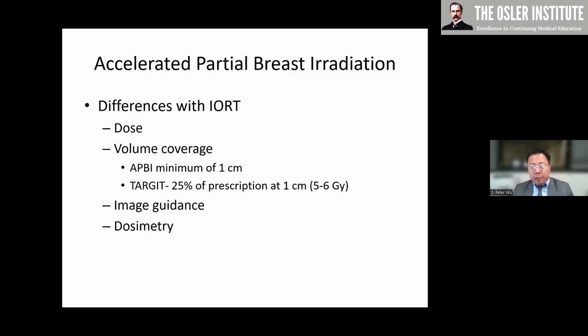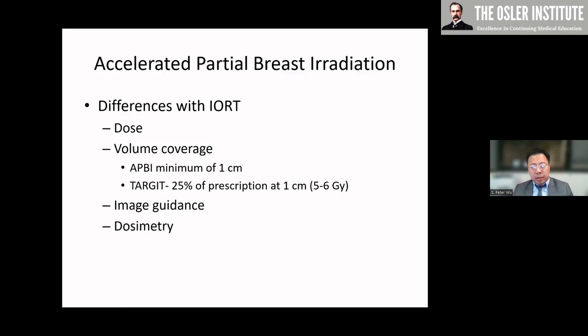I would shy away from saying IORT on the oral boards. I'm just really telling you about this as an FYI, maybe a historical artifact. The IORT is supported by 2 papers called TARGIT and ELIOT.